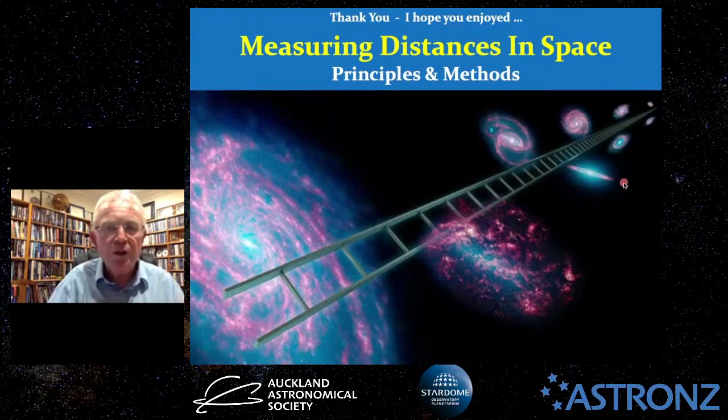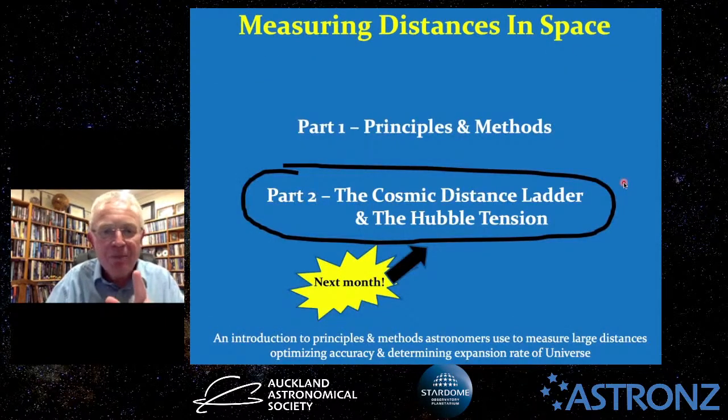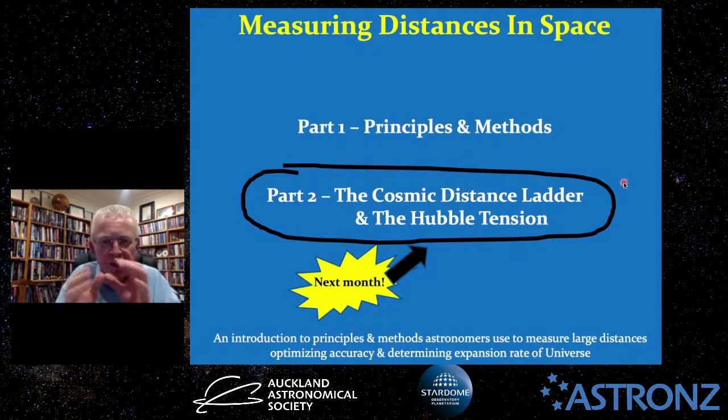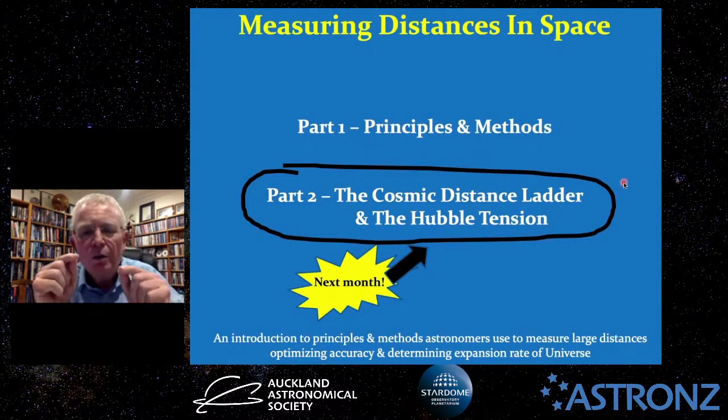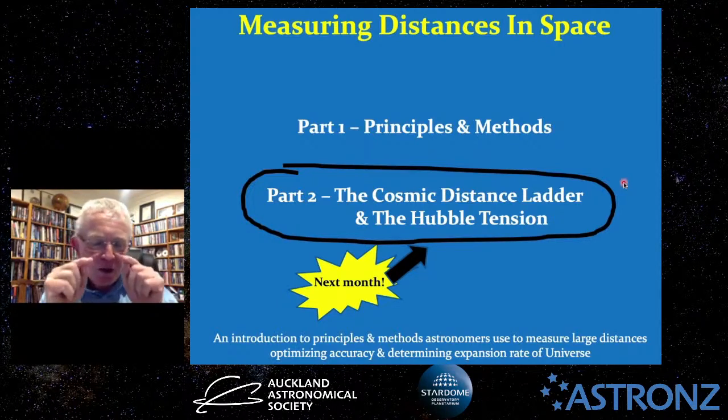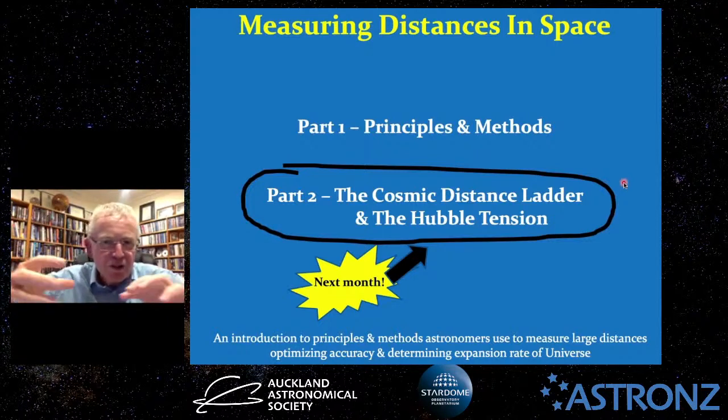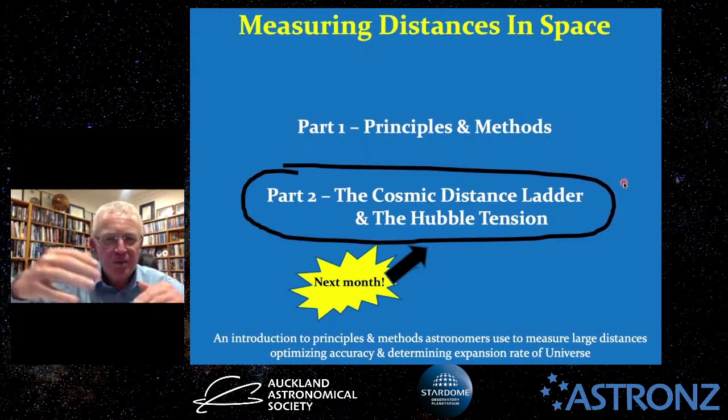So thank you. I hope you've enjoyed measuring distances in space, principles and methods. And I'm just going to make a little plug. So we've done that this month. Next month, what to look forward to, I'm going to introduce the concept of the cosmic distance ladder. Because you think, okay, these guys are doing these different measures. How can they fit in? How do they know how accurate and how precise these measurements are? The astronomers use a tool, merging all these different methods together with some overlap, called the cosmic distance ladder to ensure their accuracy. And I want to introduce that next month.